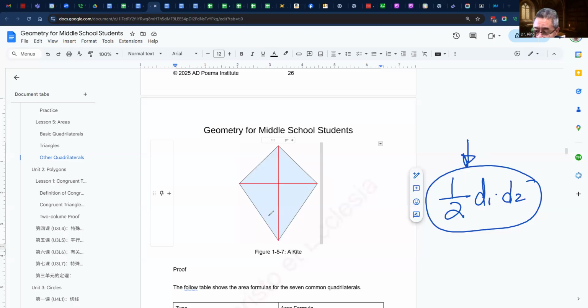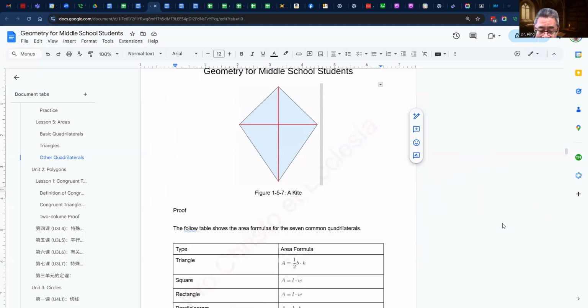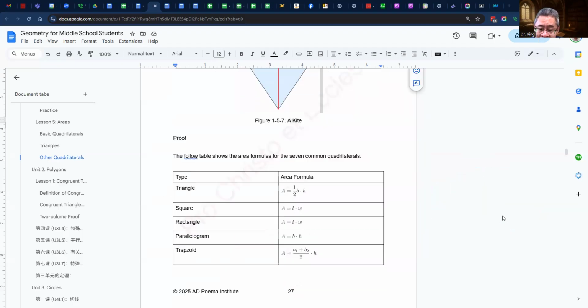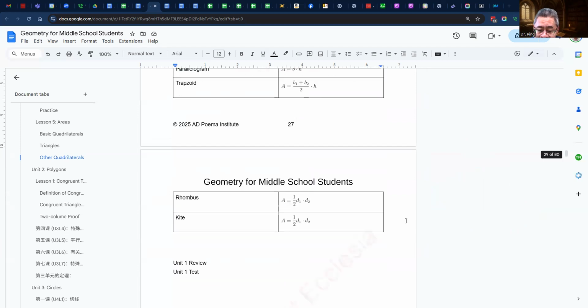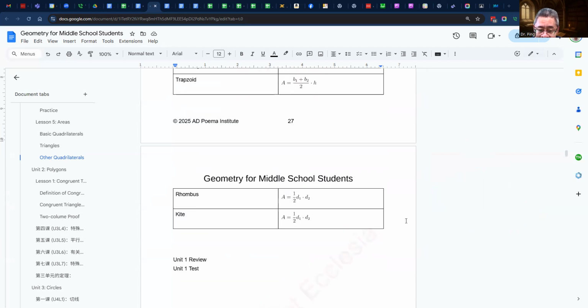Okay. All right. Now I'm going to have you do some practice. So we have those formulas now. We got the triangle, square, rectangle, parallelogram, and we have rhombus and kite.